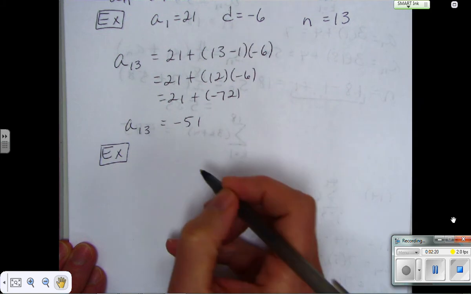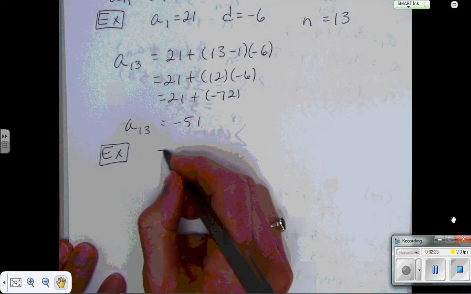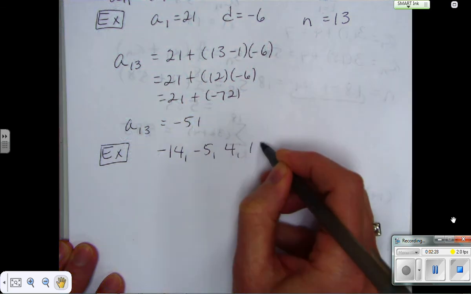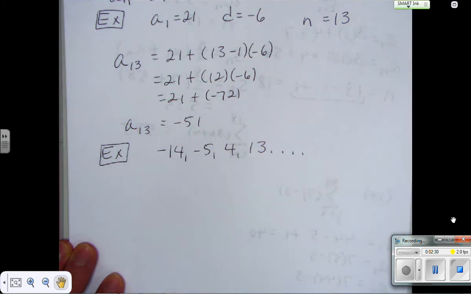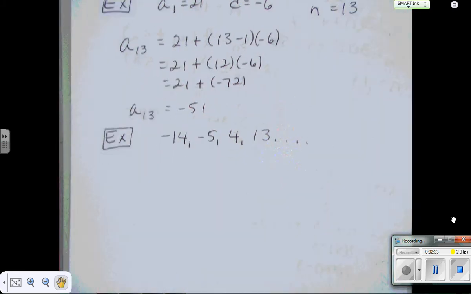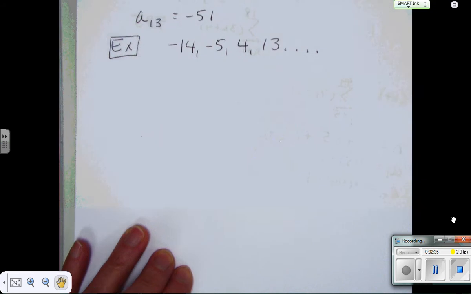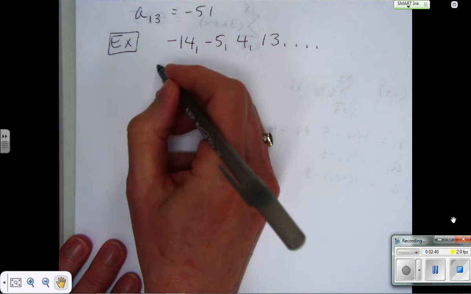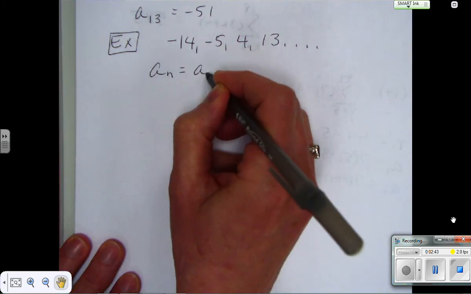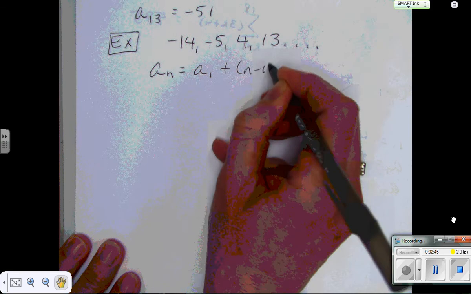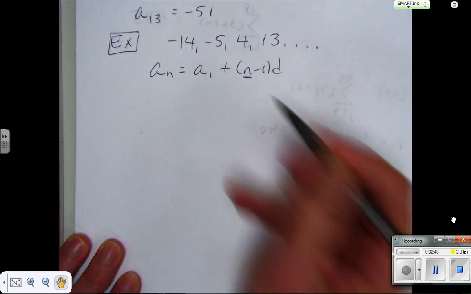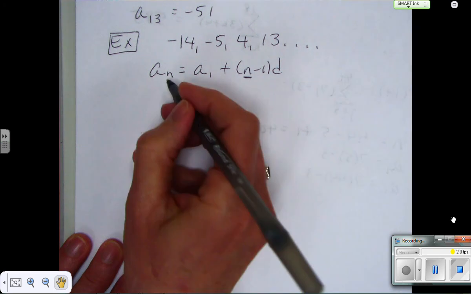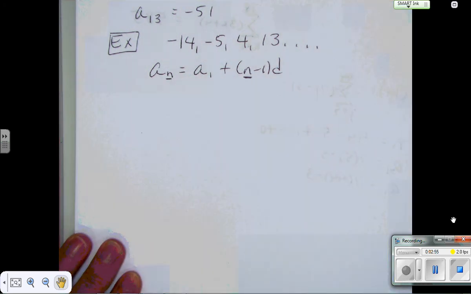Write an equation for the nth term of the arithmetic sequence negative 14, negative 5, 4, 13, and it goes on. And so we are going to write a generic equation that would fit this sequence. So you could find any number that you wanted to in the sequence. So we're going to use the a sub n equation, but the n is going to stay a variable, because this is going to fit for any number in the sequence. So this a sub n, that n right there, that's going to stay in the equation.